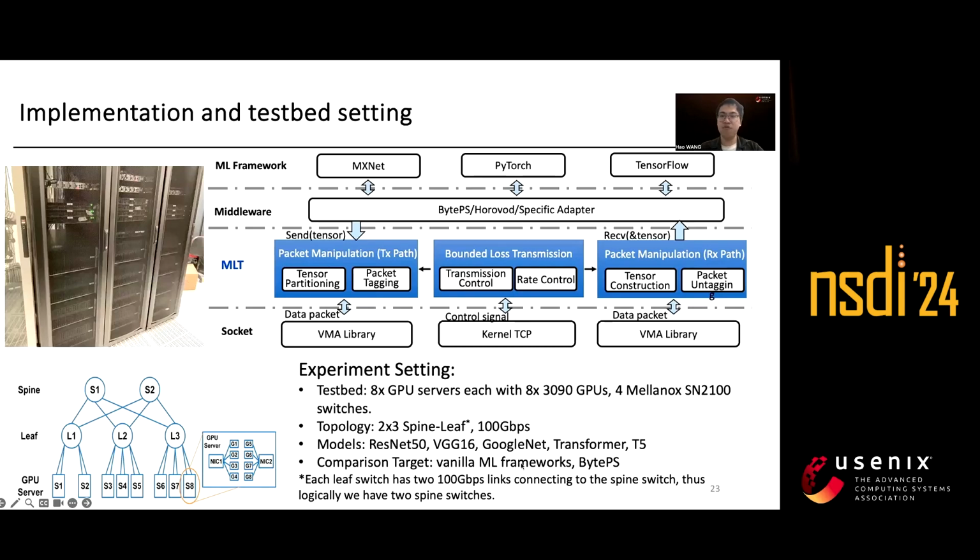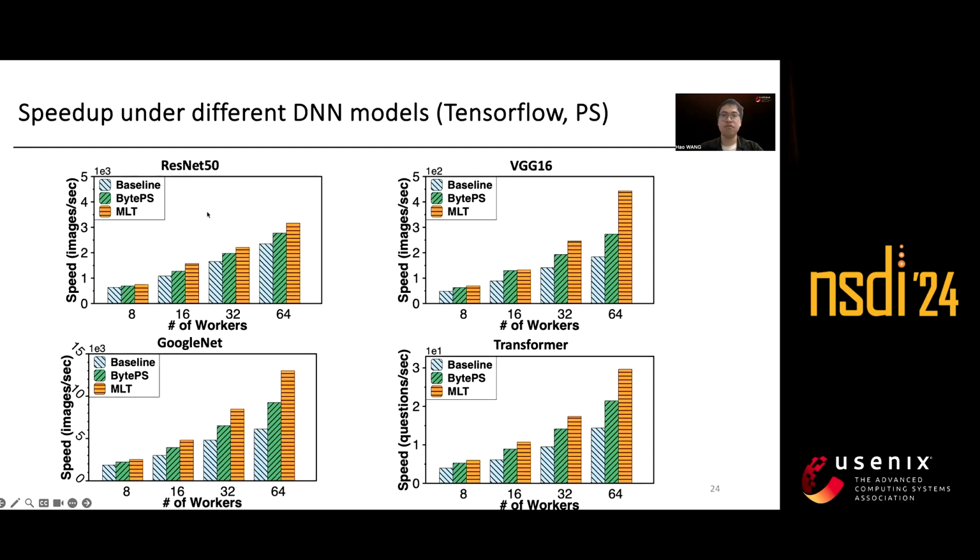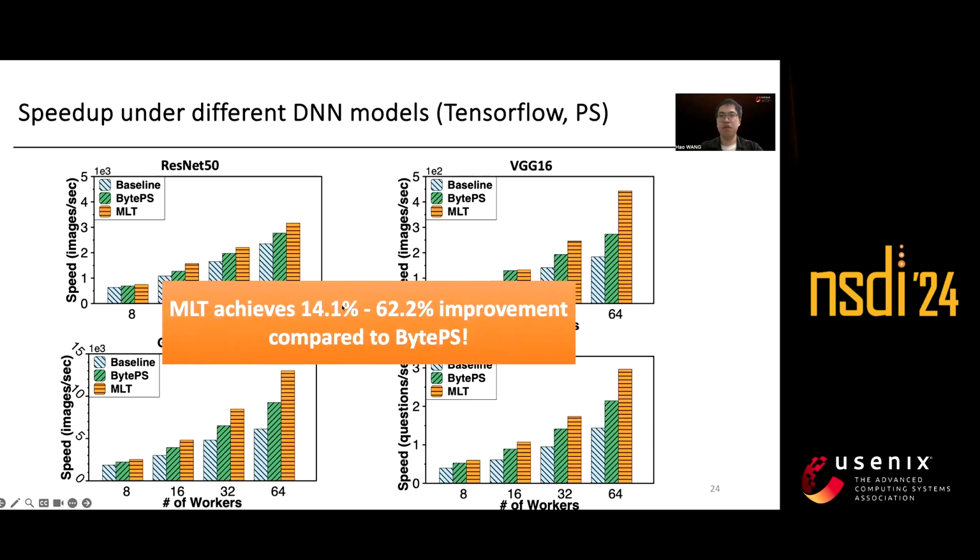The vanilla ML frameworks include TensorFlow, PyTorch, and MXNet. Now we show the experiment results. Figures show the performance of MLT over baseline and BytePS on 4 models using TensorFlow on the PS. From the figure, we make the following 3 observations. First, MLT performed the best on all models. Second, the improvement of MLT becomes more significant as the number of workers increases. Third, MLT achieved more speedup in VGG16 than other models. The reason is that VGG16 has the largest communication ratio.